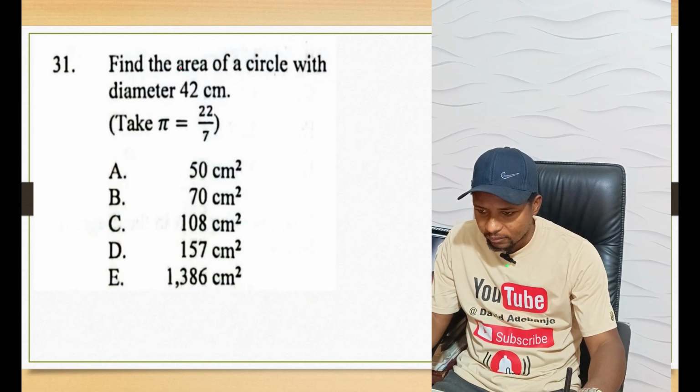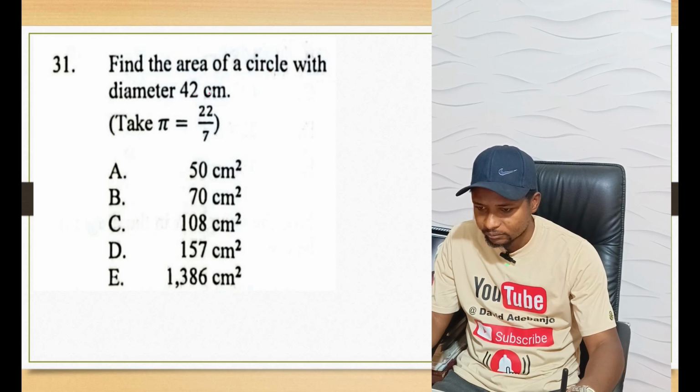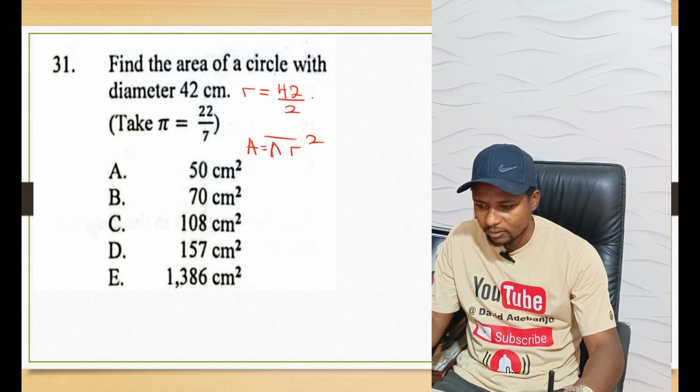Find the area of a circle with diameter 42. So they gave you the diameter and you're looking for the area of a circle. The area of a circle is pi r squared. All you need is the radius, and since you have the diameter, the radius is half of it. So you have 42 divided by 2, and that will give you 21.